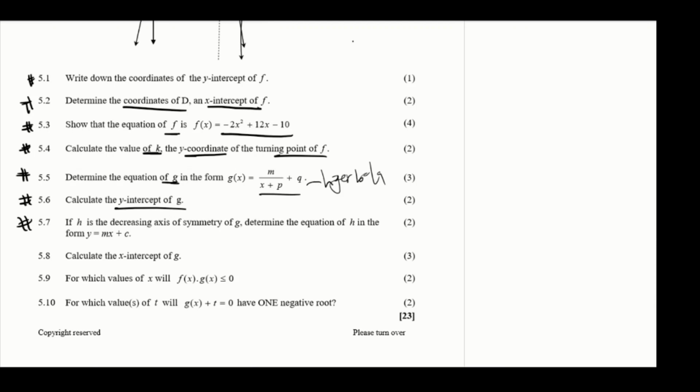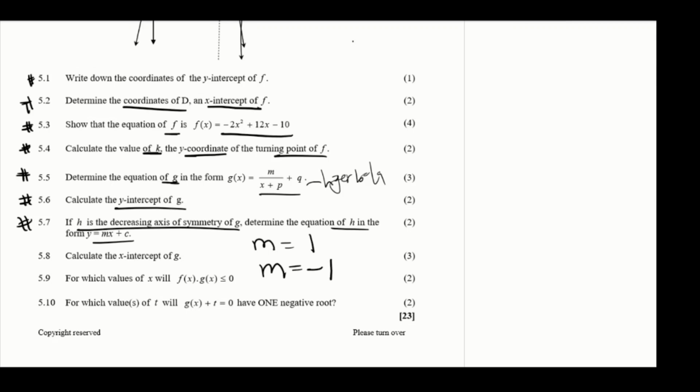5.7. If h is the decreasing axis of symmetry of g, determine the equation of h in the form y is equal to mx plus c. When they say it's a decreasing axis of symmetry, in the hyperbola we have two axes of symmetry. We have a positive axis of symmetry which has a gradient of positive 1. We have a negative axis of symmetry which has a gradient of negative 1.